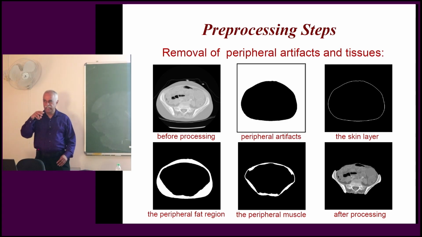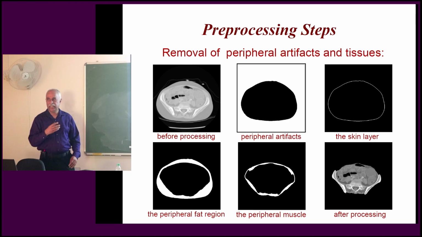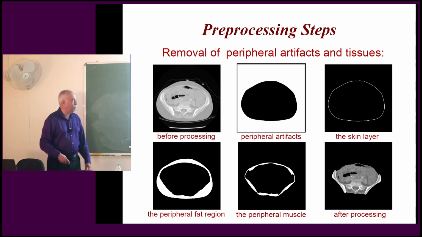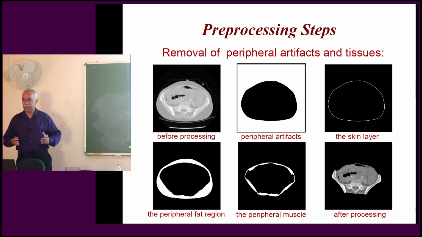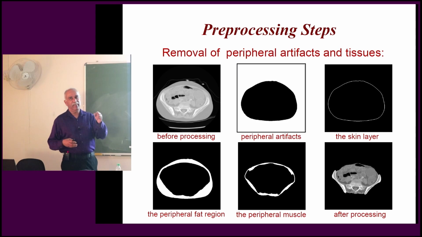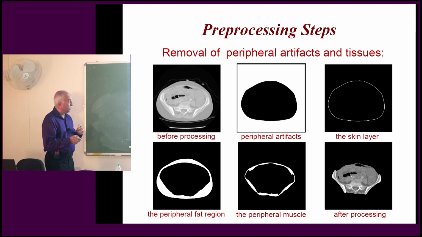Initially, we defined a distance condition, but then the connectivity was imposed by opening by reconstruction and then filtered using morphological image processing. So remove this, and this is the part of the image with only the internal organs inside, with skin, peripheral fat, and peripheral muscle removed. So now we are ready to process this.